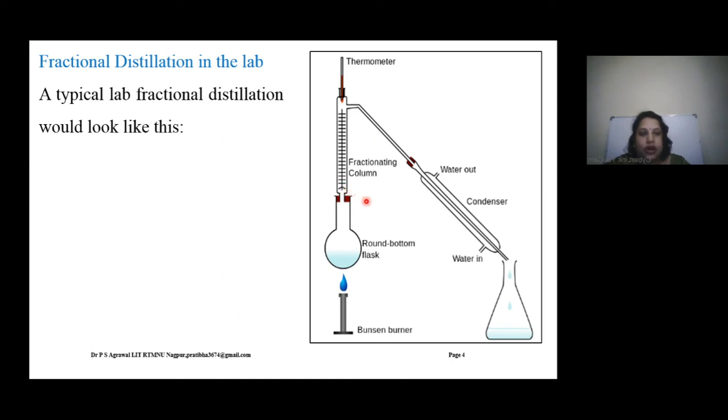In this column, the column is packed with copper sponge. It increases the surface area that the ascending vapor encounters and results in more vaporization and condensation cycles compared to the empty column.